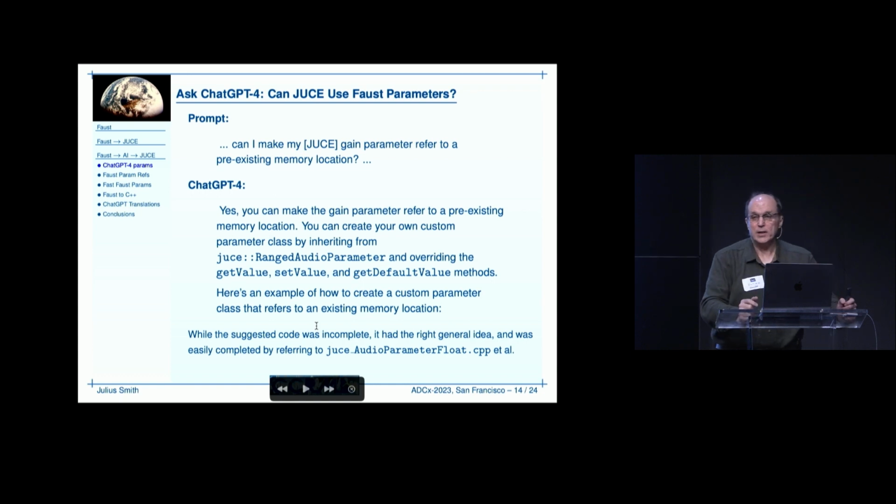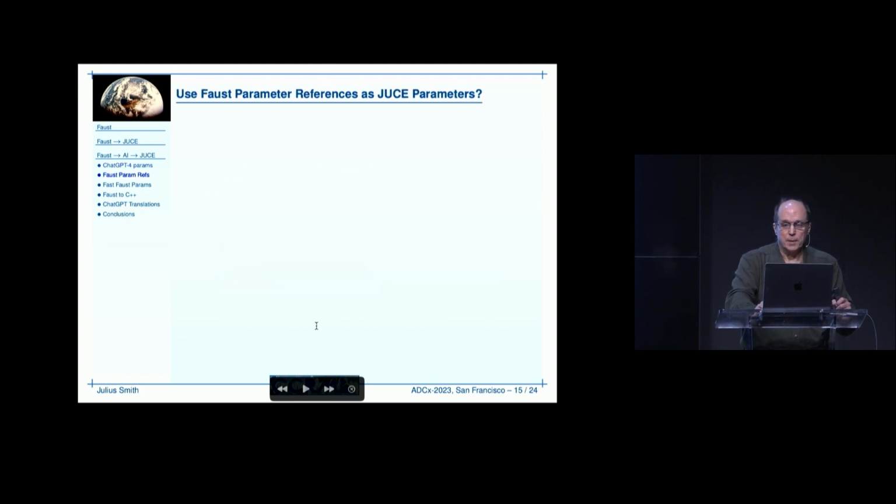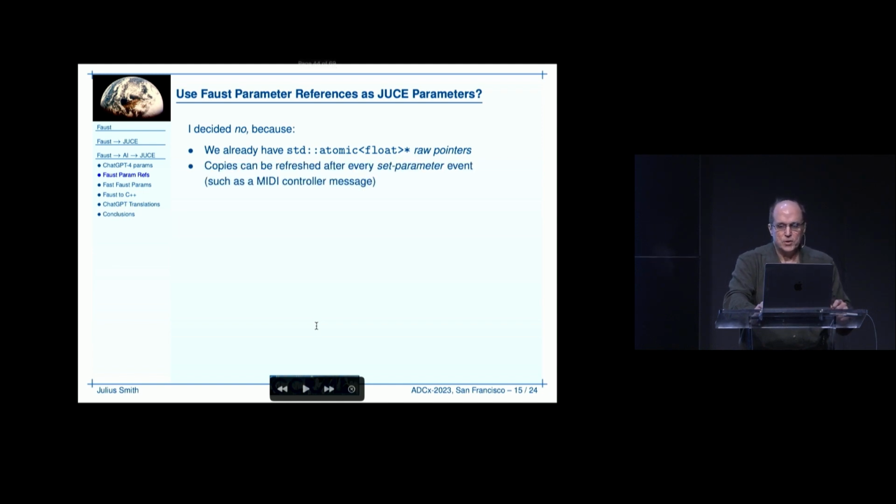But it was a good idea. I mean, I thought it was the right answer. As far as I know, it's the right answer. I got the people here to correct me if I'm wrong. And it was very simple to take a look at the audio parameter float source and finish it off. And I think that's the answer. So do we do that? Is it worth it? And I decided it's not worth it because of the atomic float star raw pointer. You can refresh just when the parameters change, such as a MIDI controller event.